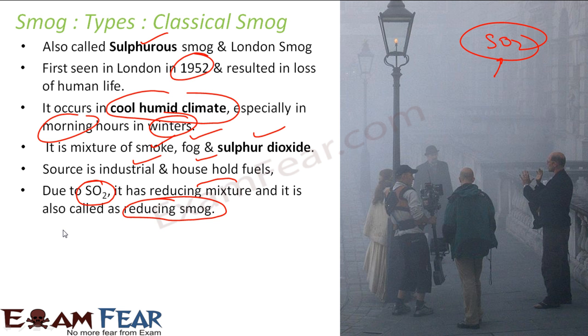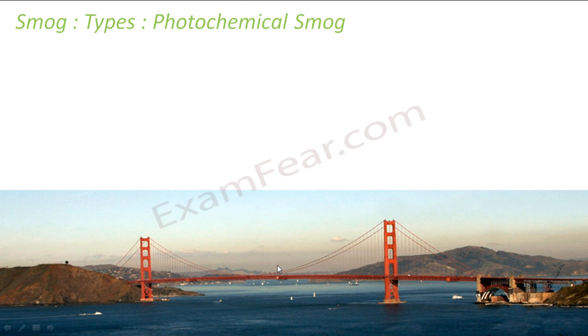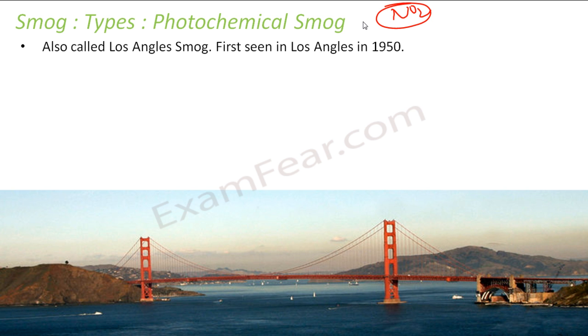So there are four names actually: classical smog, sulfurous smog, London smog and reducing smog. It has sulfur in it. The next type of smog is called photochemical smog, and mostly because of NO2. This is also called Los Angeles smog. Why? Because the first was in Los Angeles, 1950.